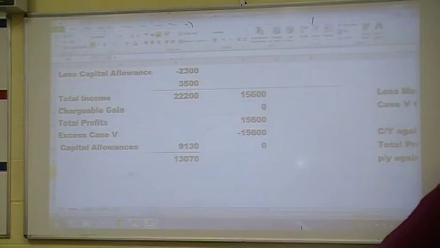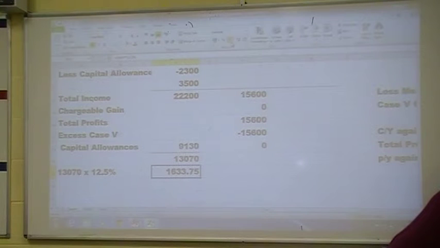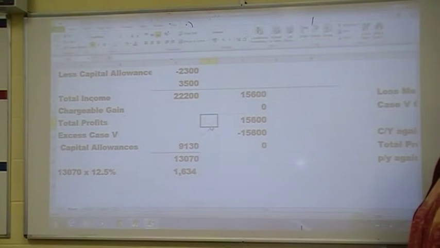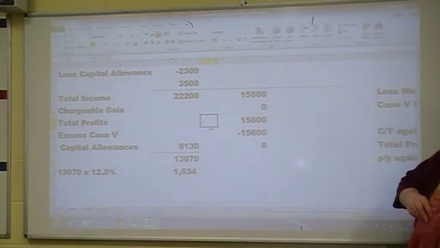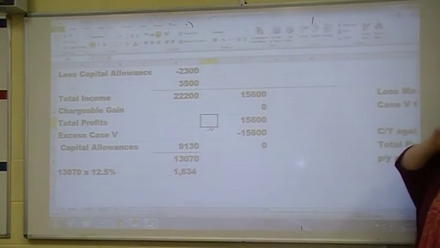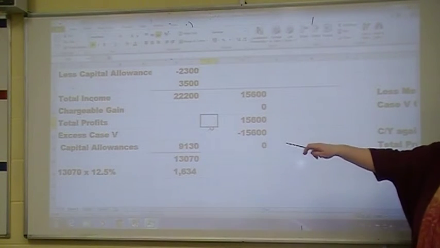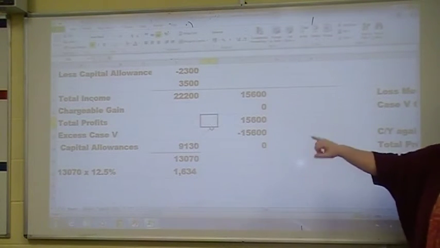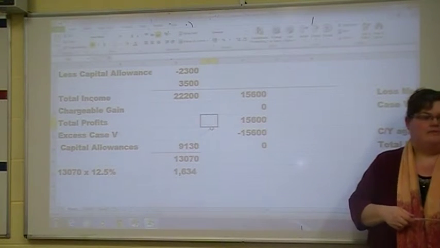On that one, because we got rid of all our case 5, all we have is 13,070 at 12.5%. So I got rid of 3,500, and then the rest went against 18,000, so it's 13,070 at 12.5%. So get rid of your 25% income first and leave the 12.5% one to be the taxable one.